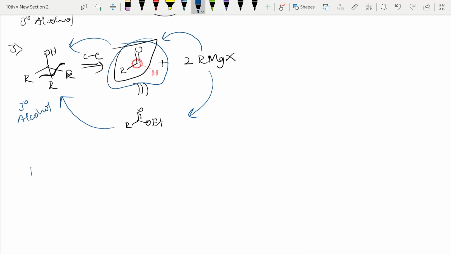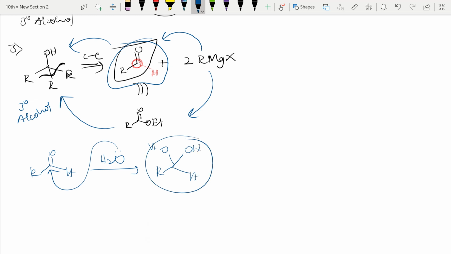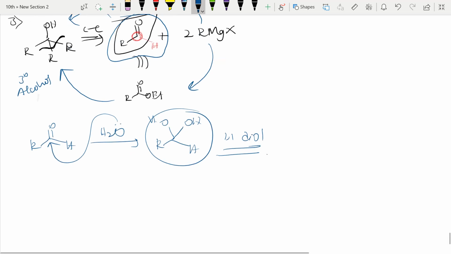For example, see here, this is aldehyde, right? So if water is there in the solution, what happens? This water will react like this, giving OH here, one more OH here, and H. So it became a diol, because of this reaction. We call these gem diols, right? These are called gem diols.